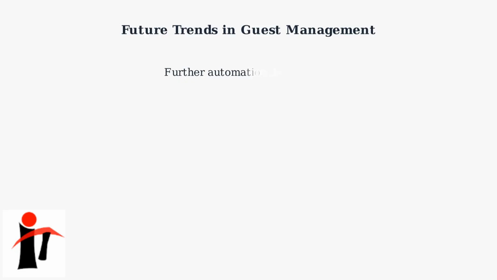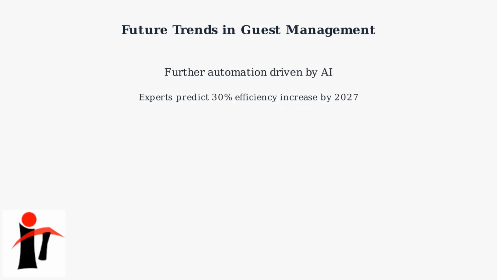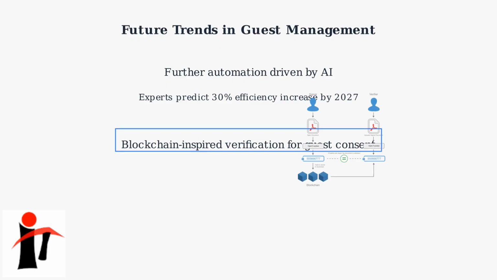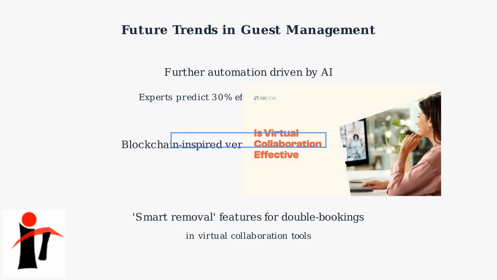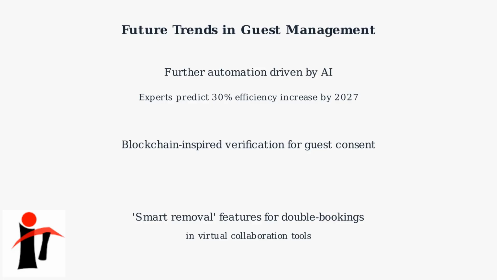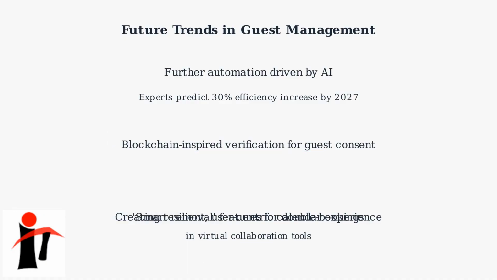Looking ahead to future trends in guest management, expect further automation powered by artificial intelligence. These AI enhancements are predicted to boost efficiency by 30% by the year 2027. Future updates may incorporate blockchain-inspired verification systems to ensure proper guest consent and enhance privacy controls. Smart removal features will automatically resolve scheduling conflicts like double bookings within virtual collaboration tools. Overall, these advancements aim to create a more resilient and user-centric calendar experience that adapts to modern collaboration needs.